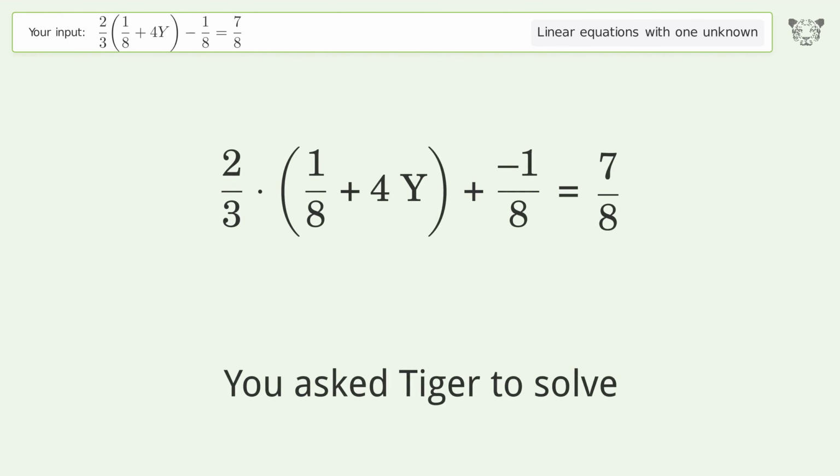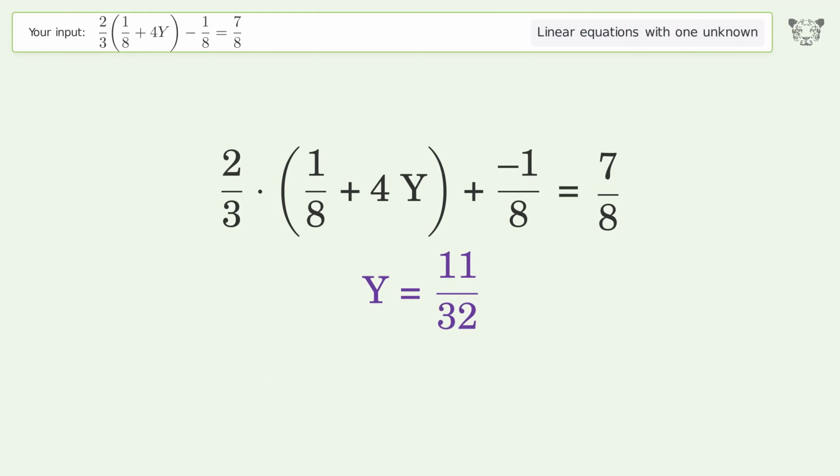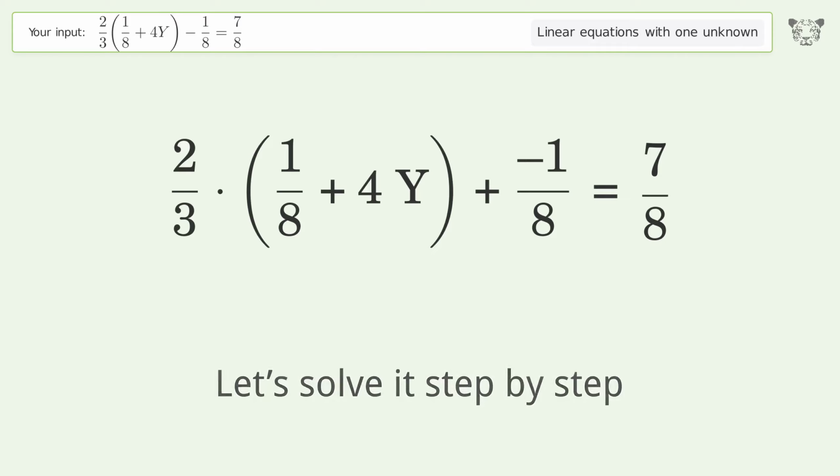You ask Tiger to solve. This deals with linear equations with one unknown. The final result is y equals 11 over 32. Let's solve it step by step.